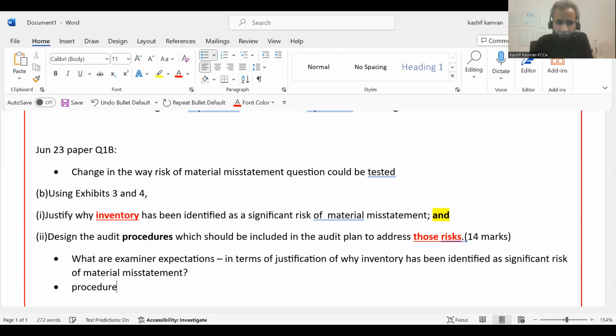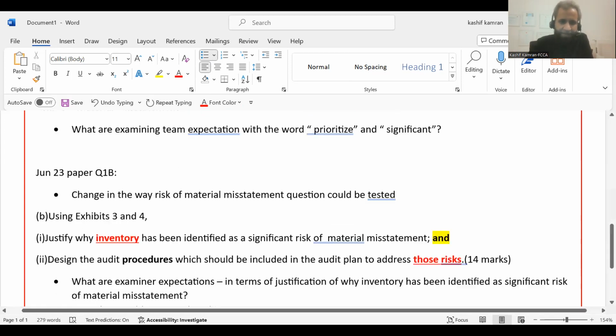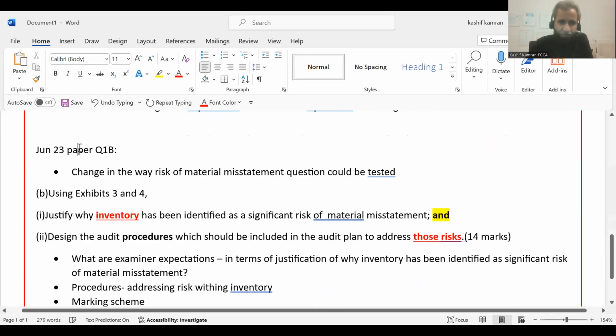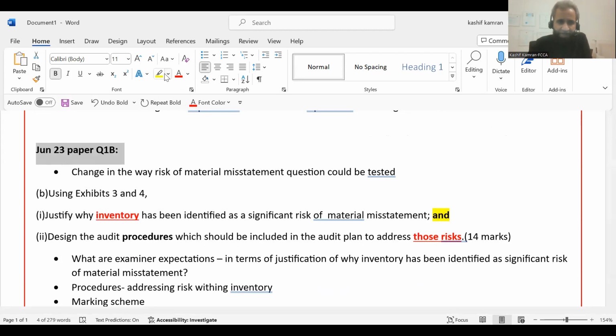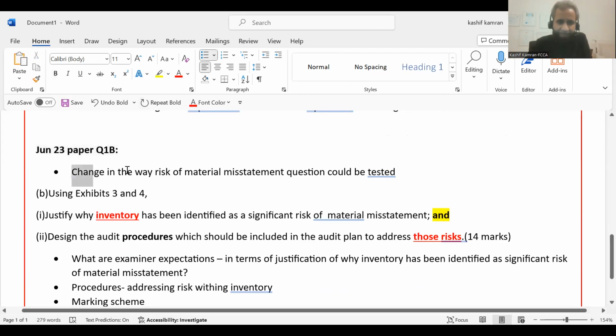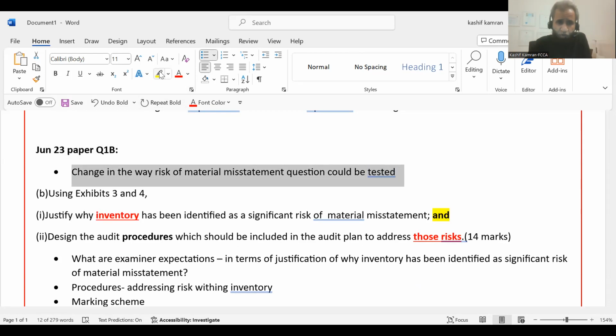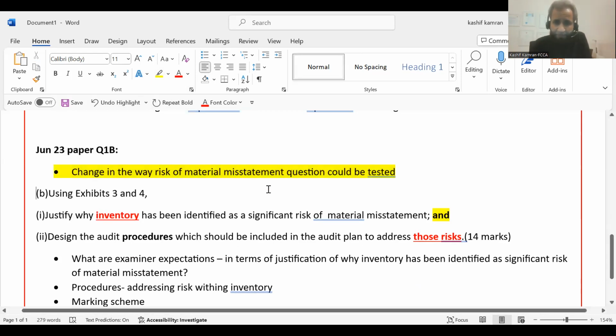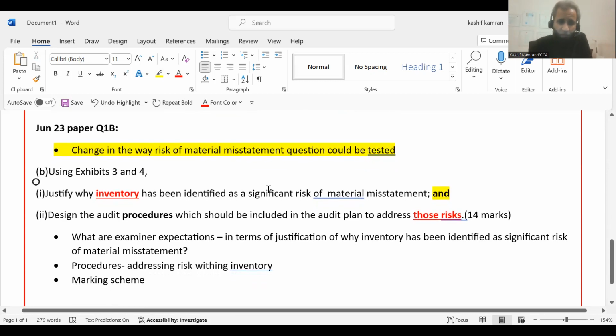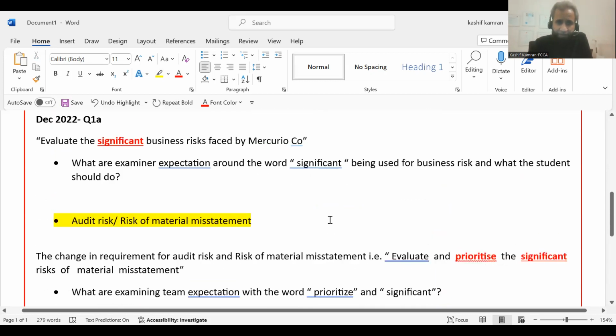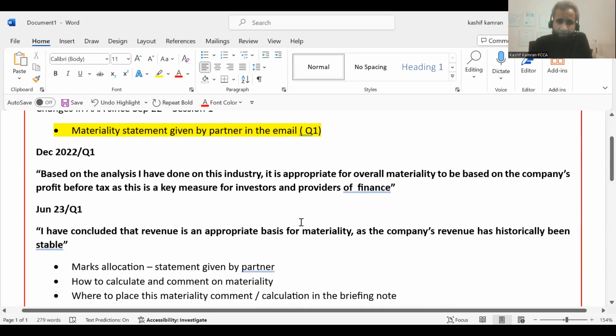And then again, procedures addressing risk within inventory. And then the marking schemes. So we'll see all that on the day 3, but this is the last change. And this change has come in line with the examining team writing an article approaching the Section A question. Please do read that. I've emphasized that multiple times since day 1 now. So look at this word file. This will be extremely important when we'll open the day 3.